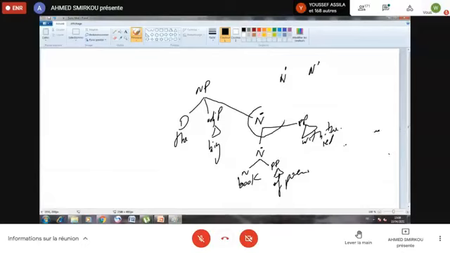Let's call this one N bar one, and this is N bar two. Now, thanks to X bar theory, we solve the problem, because it is clear that the first preposition is closer to the noun, so it functions as a complement. The second preposition phrase is far away from the head, so it functions as an adjunct. So we solve the first problem.